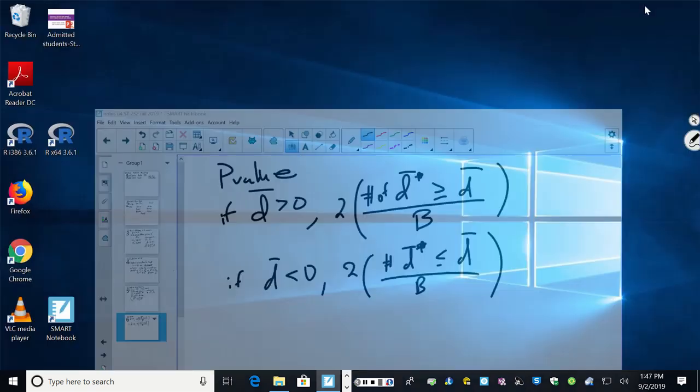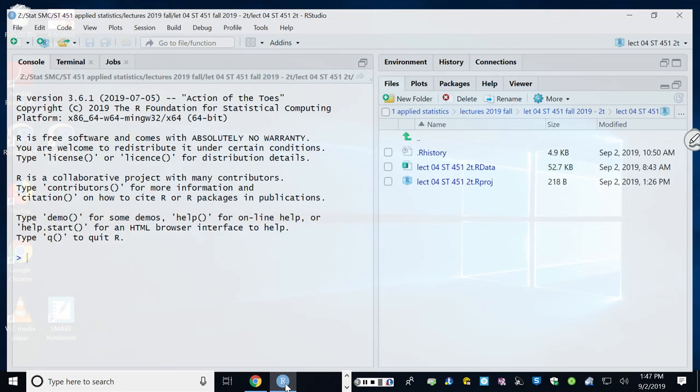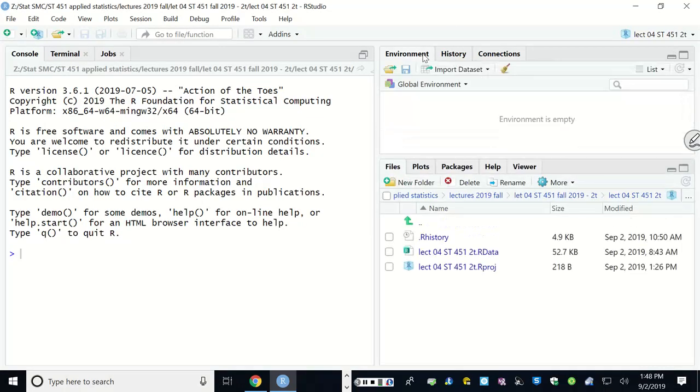So I started RStudio, and it started where I was last using it. My previous class was 451, so it started there. And it doesn't have anything in the environment. It doesn't have the R script. So I want to get to the place where I've stored my stuff.